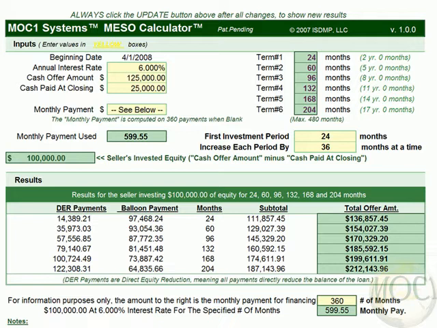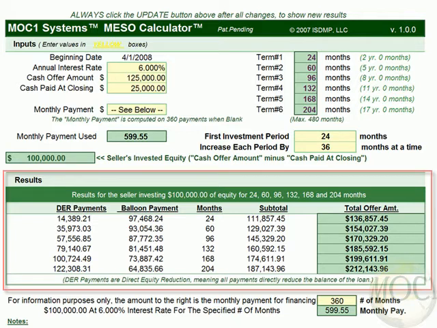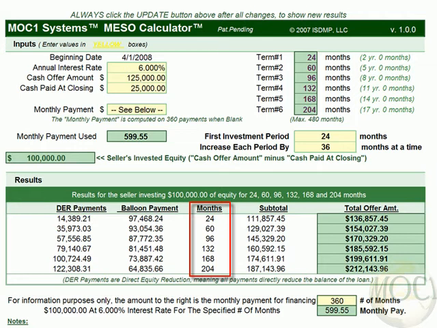After the values are entered and the update button is clicked, the results are shown in the results section here. This section shows the total offer amounts of the simultaneous offers that are made to the seller. Each offer is based on the number of months that the seller is willing to allow their equity to remain in the property. The total of the monthly payments made are shown here.